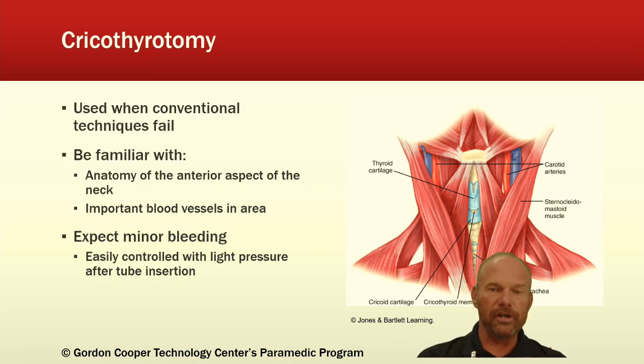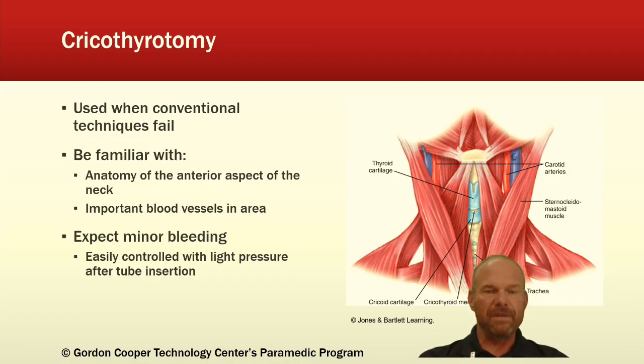So, methods for securing a patent airway when the conventional techniques fail. We're going to talk about cricothyrotomies, being surgical as well as needle. So a direct surgical approach to establish an airway, and then a needle, less invasive technique using a needle to secure temporary ventilation. So there is some important anatomy to make sure that we're paying attention to.